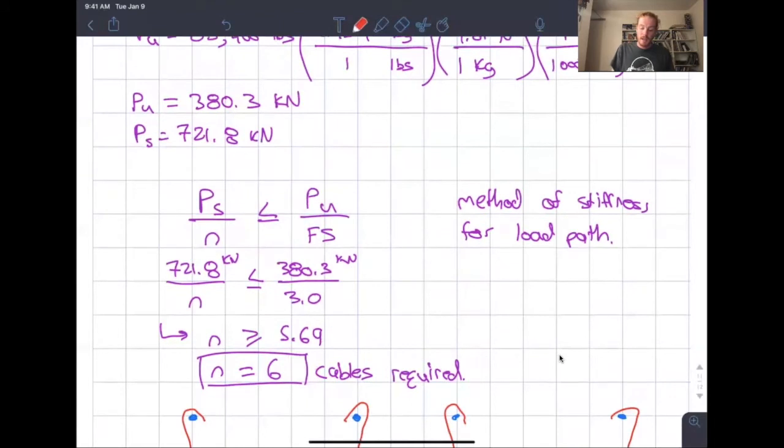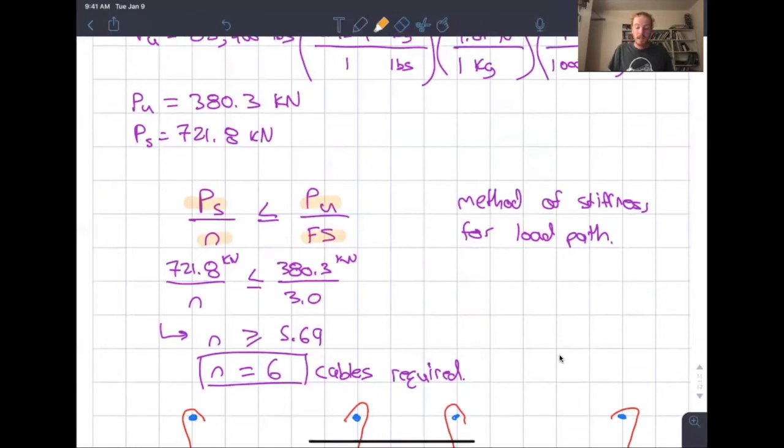We have N, factor of safety, P sub U, and P sub S. Well, we're trying to reduce N, so that's the one we're trying to change eventually. Can we change our factor of safety? No, that's a requirement of the bridge builder manual and the design of these bridges. It needs to be at least 3.